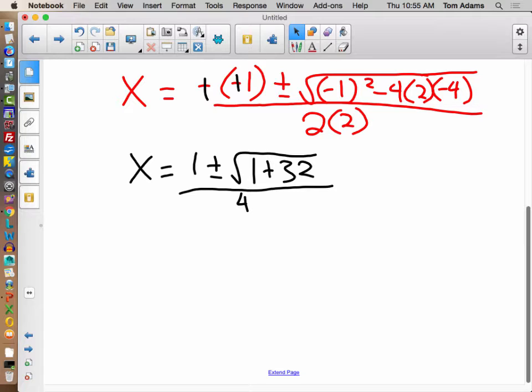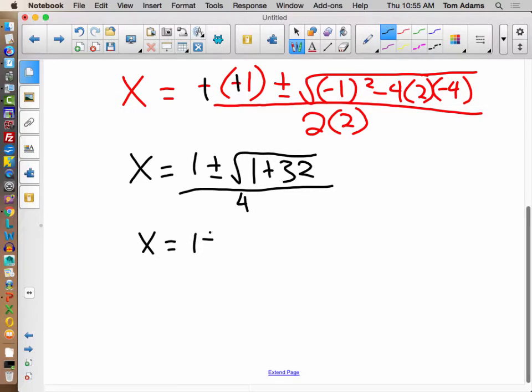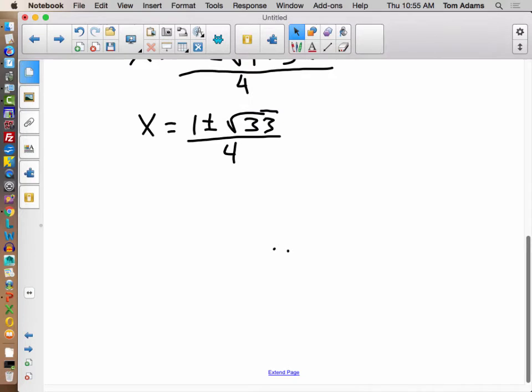So now, from here, what we need to do is I've got x is equal to 1 plus or minus the square root of 33 over 4. Now, in several different textbooks, there's lots of ways that you can set up your solution. If you were in my calculus class, I would say just leave it this way. If you're in my pre-calculus class, I would say set it up this way. But for algebra 2, because your textbook says to do it this way, this is how I want you to do it. Just separate it.